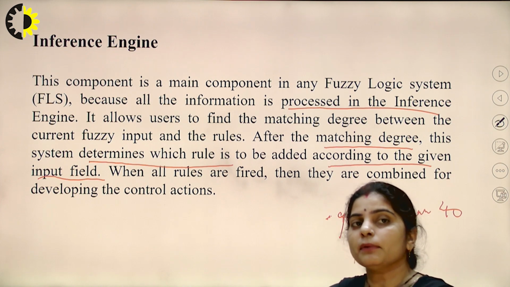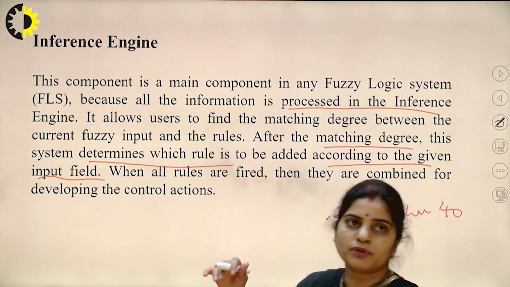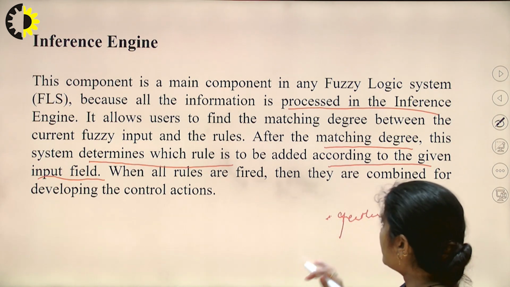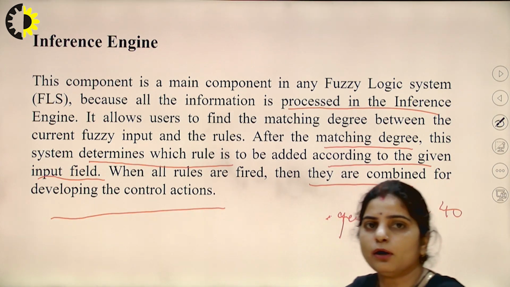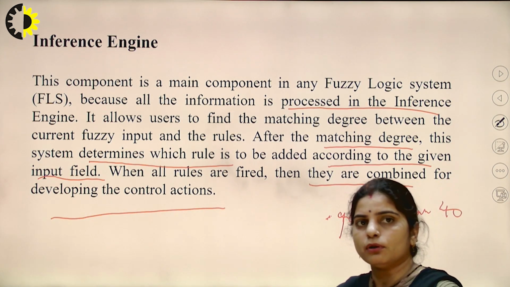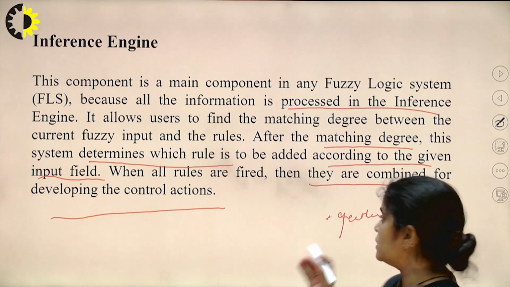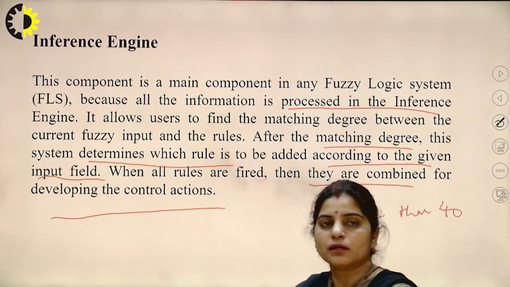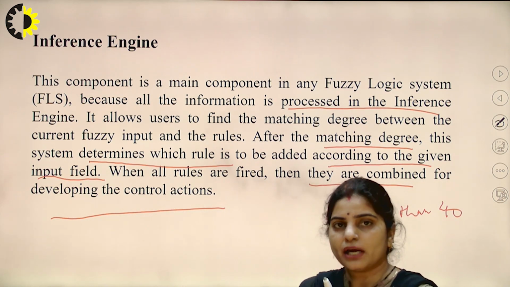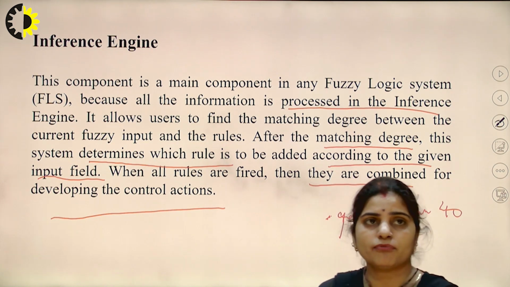This system determines which rule is to be added as per the input passed to the inference engine. When all the rules are fired, they are combined for developing the control actions. Means whenever all the rules are performed, fired or activated, then all these rules are combined to develop the control actions. So on the basis of those controls, the fuzzy output will be generated from that particular inference engine.